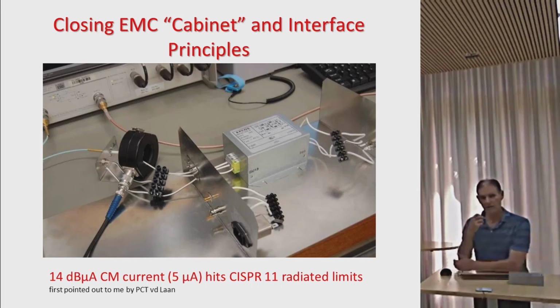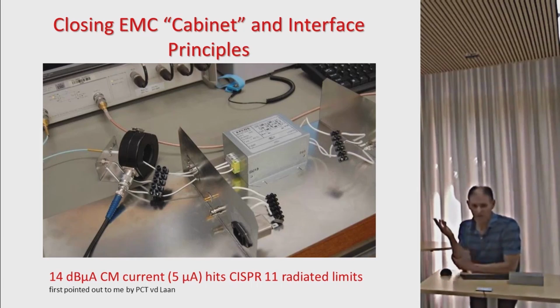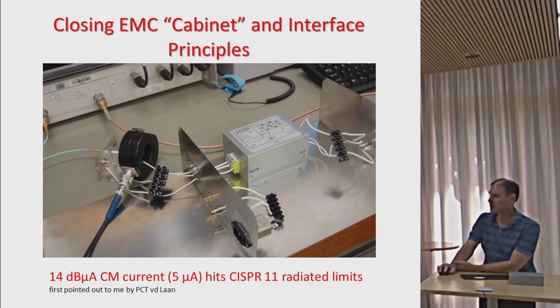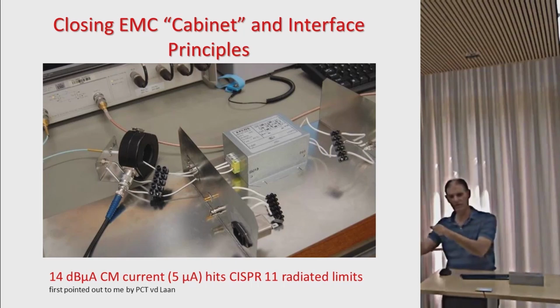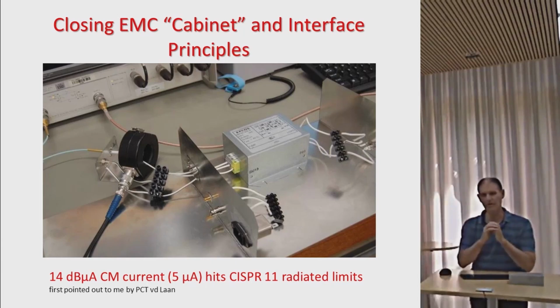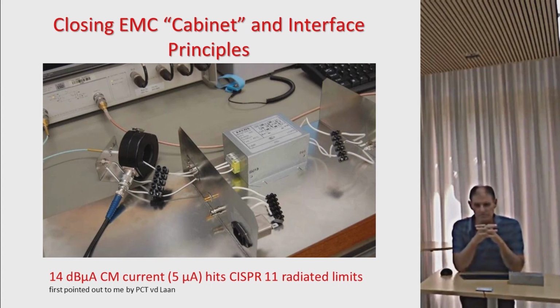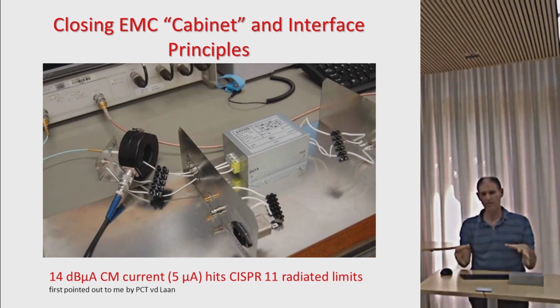Just to indicate that what the currents do becomes important, and how the field distribution exists is something I would look at. Piet van der Laan first pointed out to me that if you can measure 5 microamps of current on the outside world, or 14 dB microamps, that current, which could come from your inside box, if it gets to the outside world onto one of your cables, that current alone will hit the CISPR radiation limits for EMC. If that's the case, you might as well not even go for proper EMC testing if you know you've produced more current in the outside world than you should have.